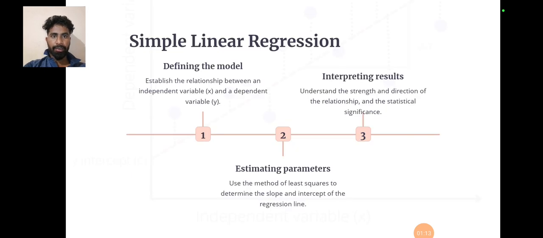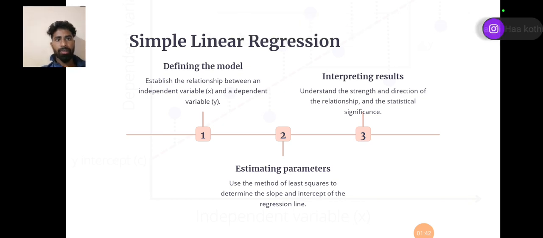Simple linear regression. Defining the model: establish the relationship between an independent variable x and a dependent variable y. Interpreting results: understand the strength and direction of the relationship and the statistical significance. Estimating parameters: use the method of least squares to determine the slope and intercept of the regression line.